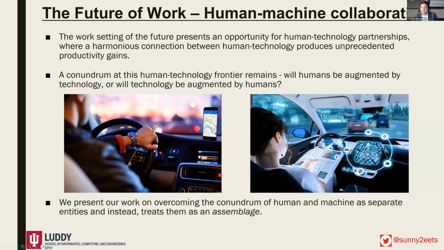And on the right side, you can see a self-driving car, where humans really only have to mention that I want to go from here to here, and the car takes the person. The human doesn't have any or very little action to do. And that is where you can think of technology as being augmented by humans. So instead of thinking of these two as separate entities, what we have proposed and what we found is that instead of thinking of these as a conundrum, we probably have to think of them as one entity or an assemblage. So the human machine is just one thing, and the capabilities of this one thing is different from looking at them separately.